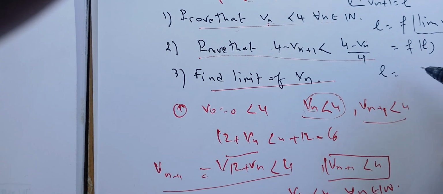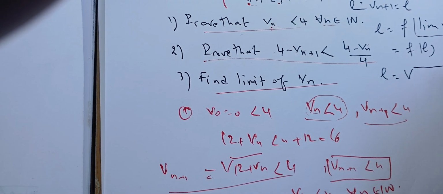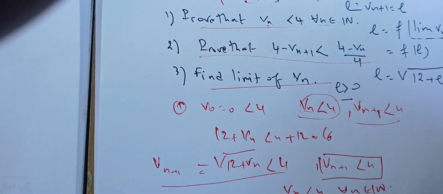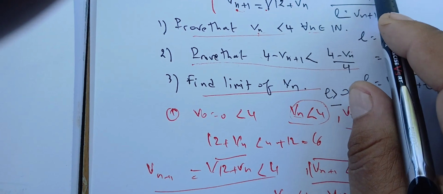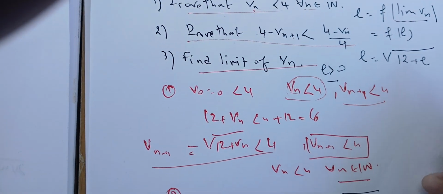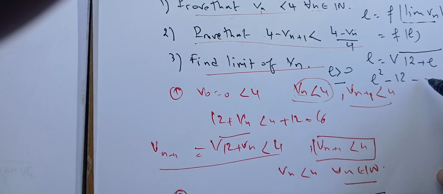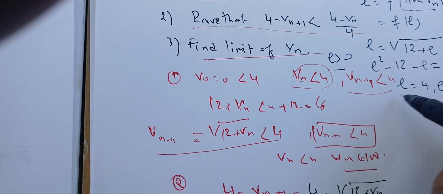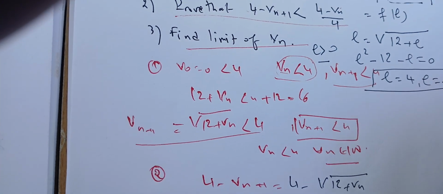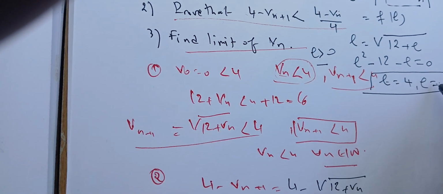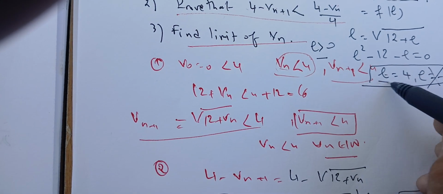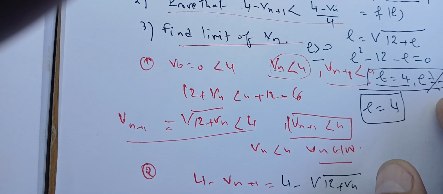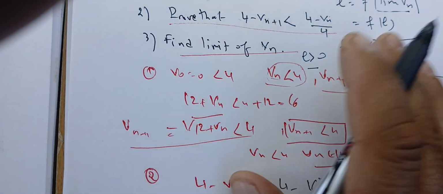Now we solve this equation. f of L is just the square root of 12 plus L. But L is positive because the square root is positive. So we solve and get L squared minus 12 minus L equals 0. When we solve, L is 4 or L is minus 3. Since a sequence has only one limit, it's either this one or this one. This one is rejected because it's negative, and this one is accepted. So L is 4, the positive limit. And this ends our video.